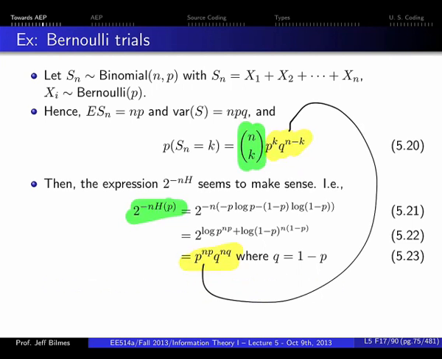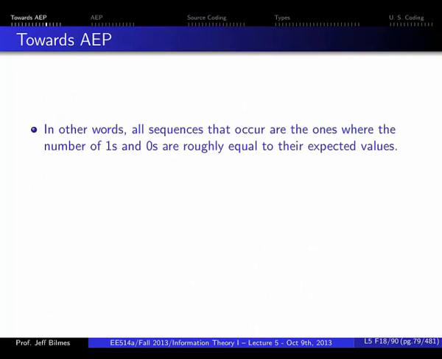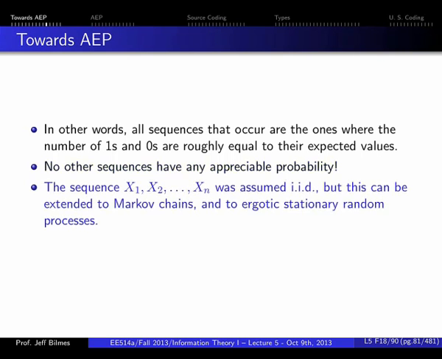Okay. Everybody understand? So physics fixed number of ones. Okay, so in other words, all sequences that occur are the ones where the number of ones and zeros are roughly equal to their expected values. Right? No other sequences seem to have any appreciable probability. All right, so we already said this.